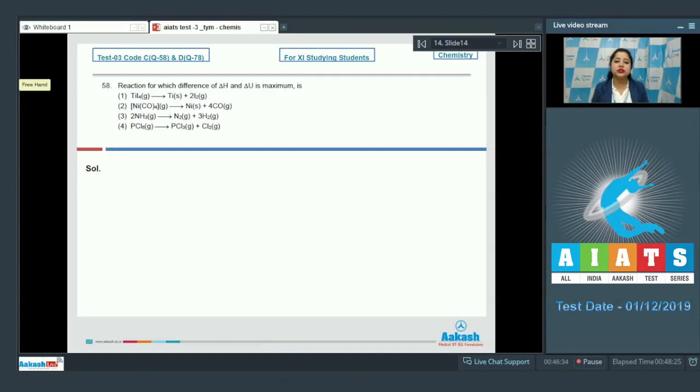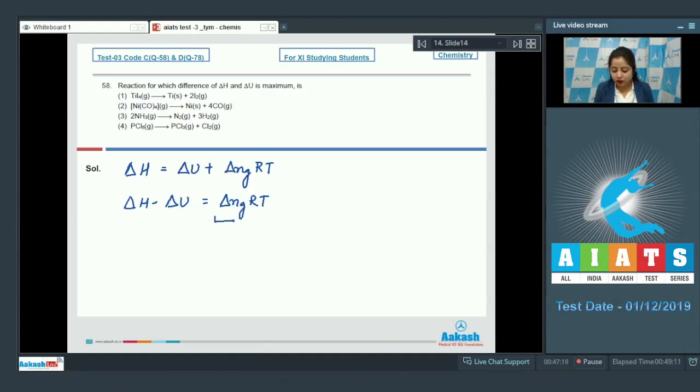Students, for this question we need to know the relation between delta H and delta U. I'm writing it: delta H is equal to delta U plus delta Ng RT, or we can say that delta H minus delta U is equal to delta Ng RT. So it is very clear that the greater the positive value of delta Ng, the larger the difference between delta H and delta U. So now we have to identify which of the given reactions has the higher positive value of delta Ng.